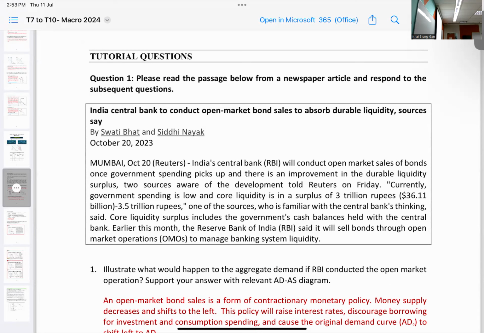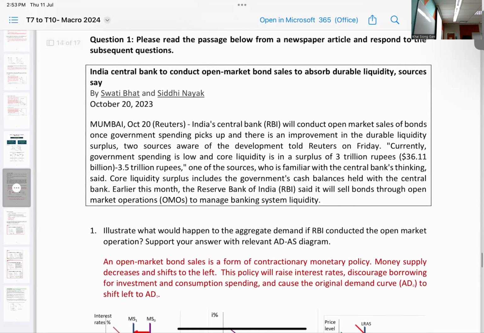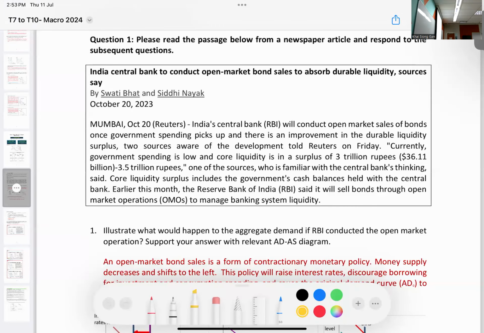Okay, so question number 1. Let's see. India Central Bank to conduct open market bond sales to absorb durable liquidity. Sources say here that India Central Bank will conduct open market sales of bonds once government spending picks up and there's an improvement in the durable liquidity plus.